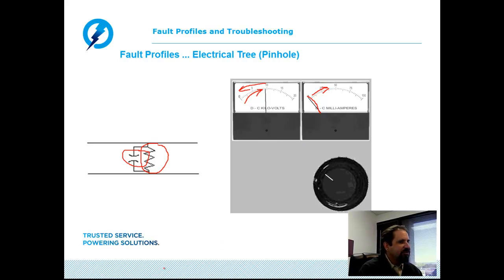If we were using a capacitive discharge device and we were beginning to thump or surge onto the cable looking for breakdown, let me just clean up this screen here a little bit.